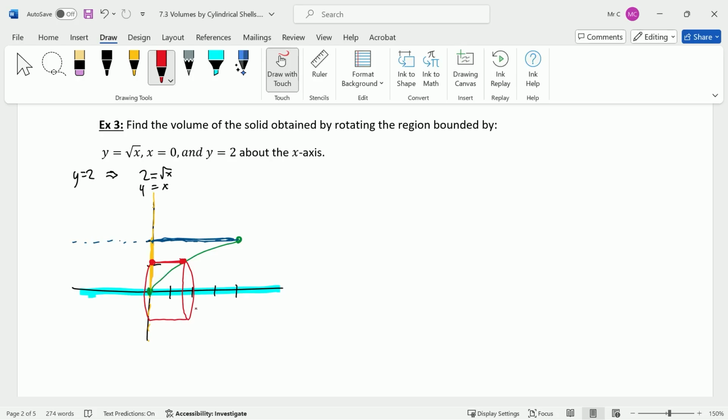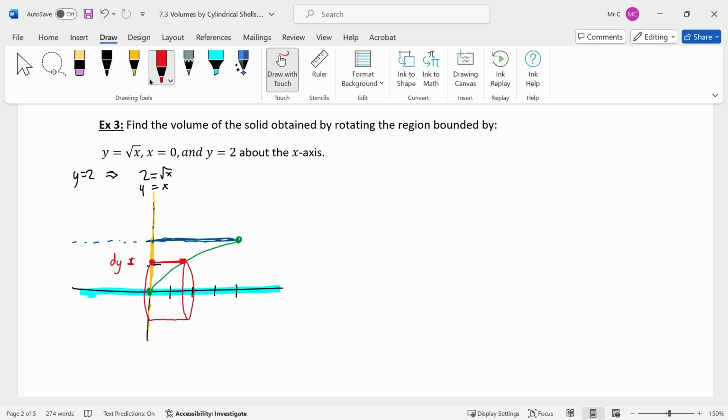And now I have to determine my height and my thickness and my radius. Now it's a little tricky because this shell is sideways. So you have to keep in mind, you can basically turn your head 90 degrees to the right and look at the cylinder that way. And that's how you should be viewing this. So if I turn my head to the right, 90 degrees, I go, okay, then the thickness of my shell is being measured on the y-axis, dy.